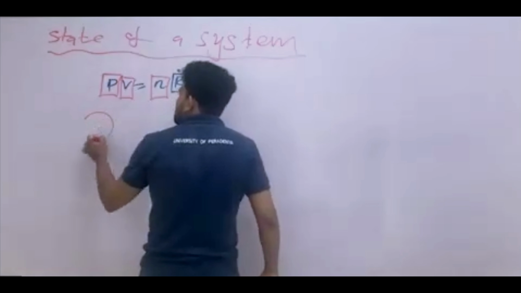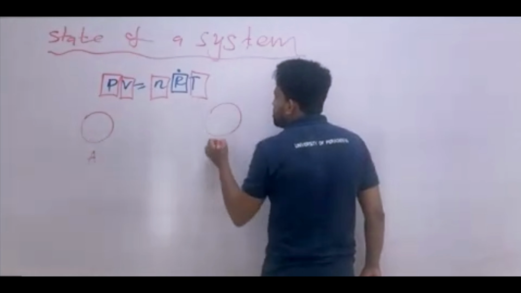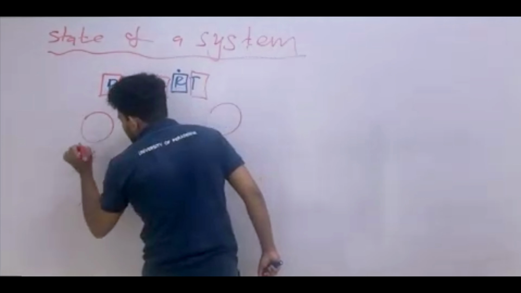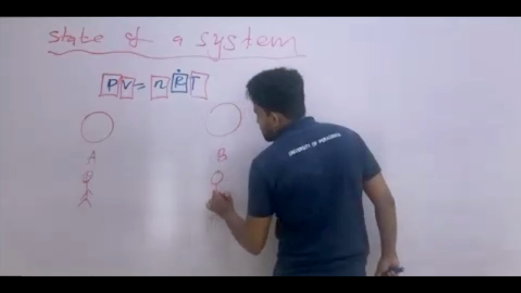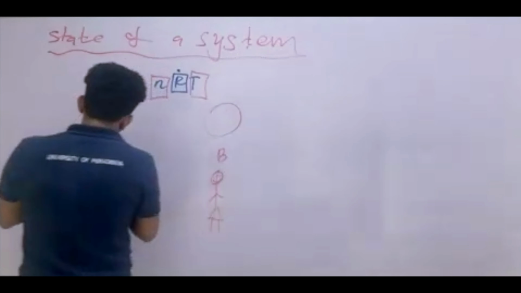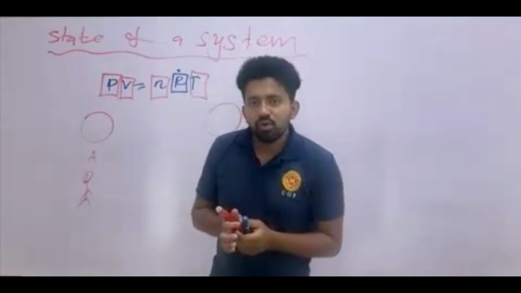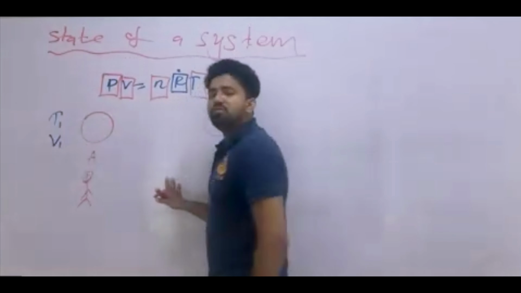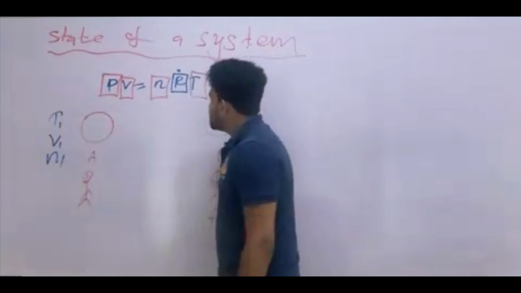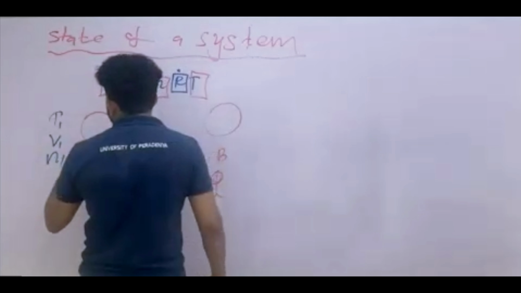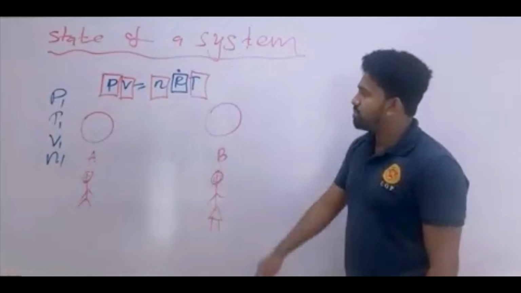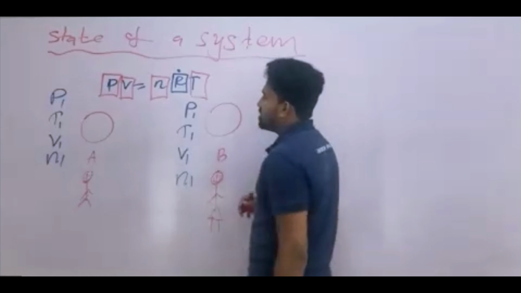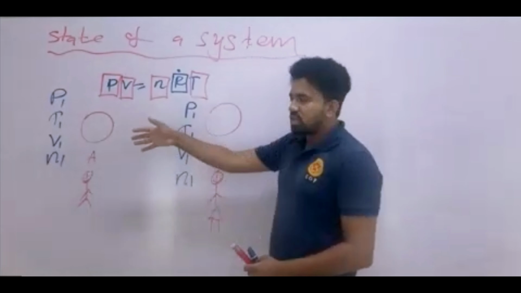So if we get a gas sample A, and also a gas sample B, I'll consider this my gas sample A and this one another gas sample B. If I put a thermometer here to measure the temperature of the gas sample, I get T1. I also measure the volume, V1, and I know the number of moles, N1. I also measure the pressure, P1. For both samples I get P1, T1, V1 and N1. Both are the same in this situation.